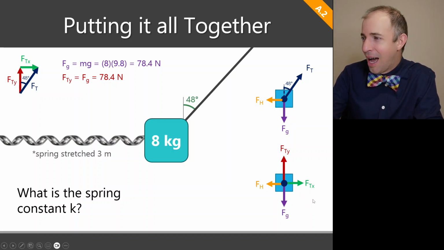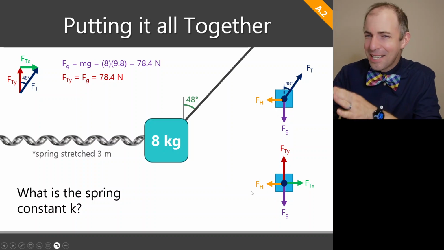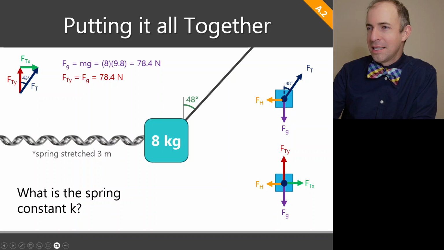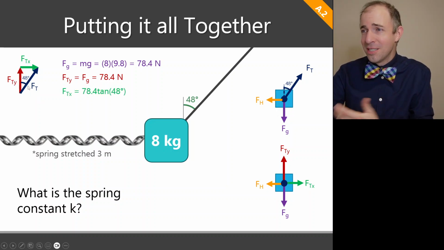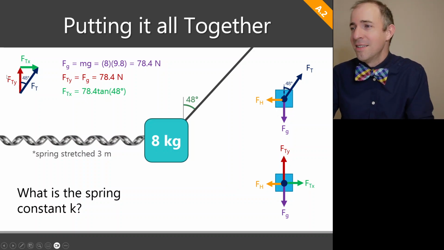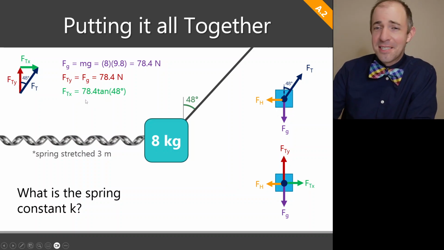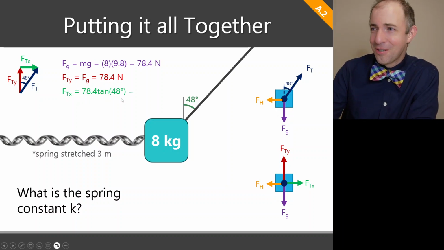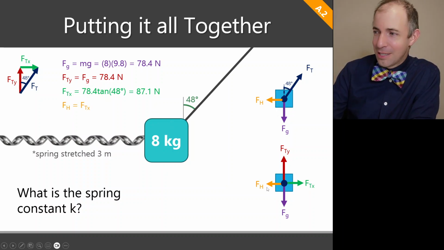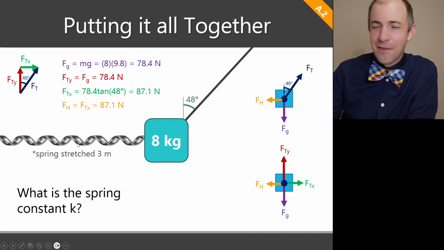That x direction I know is opposite FH. It's going to be helpful. We can find FH if we know what FTX is. So it looks like that is the opposite side. FTY, something we already know, is the adjacent side. Opposite and adjacent are related by the tangent. So the tangent of 48 degrees is FTX over FTY, which is 78.4. So FTX is 78.4 times the tangent of 48 degrees, which is 87.1. All right, now I know that FTX is 87.1, which means FH, the opposite direction, is also 87.1.